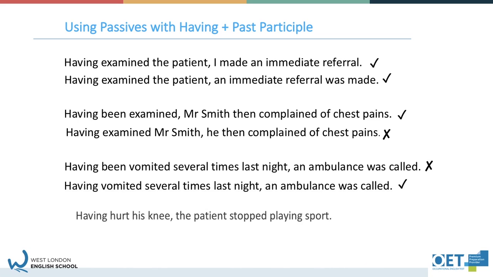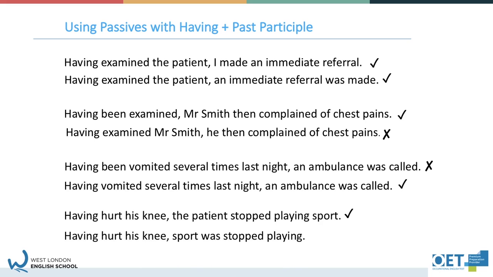And just thinking about this example here, having hurt his knee, the patient stopped playing sport. That's perfectly fine. You've got an active sentence and it sounds great. And if you turn it into a passive, you can see it doesn't really work. Having hurt his knee, sport was stopped playing. You can kind of just tell it doesn't sound natural. So you've got to be really careful when you are using passives with this having structure. It's not with every structure that you can use it.